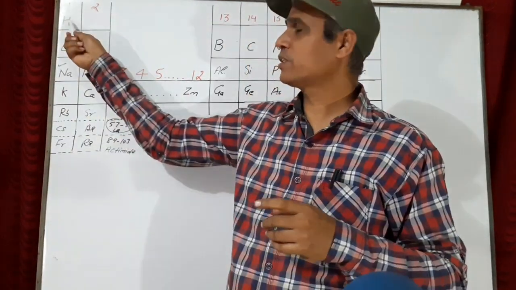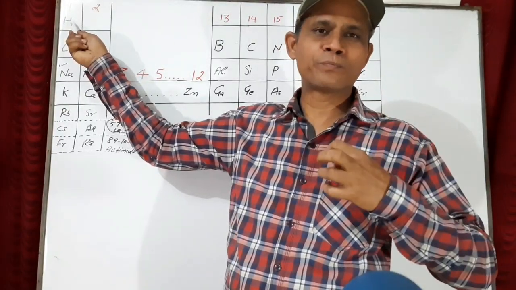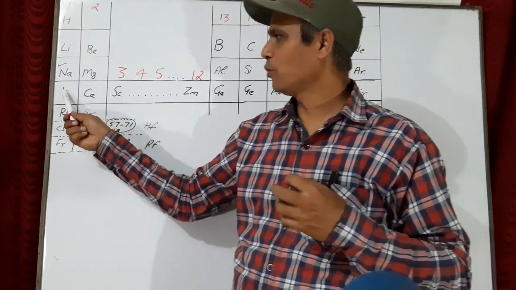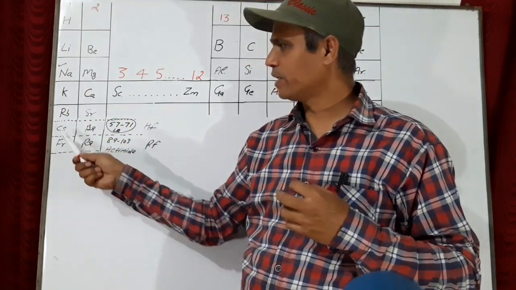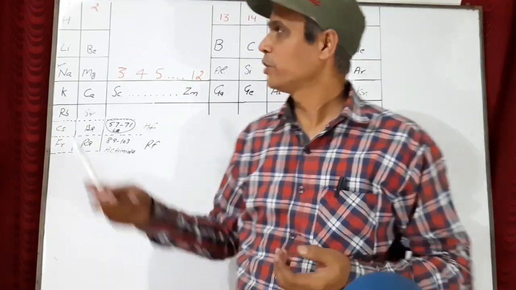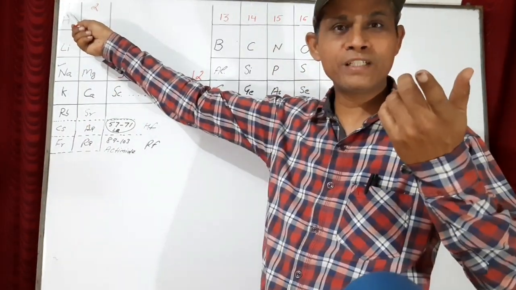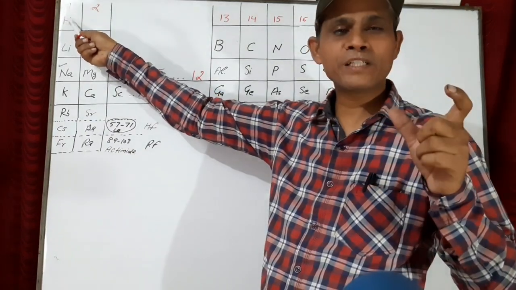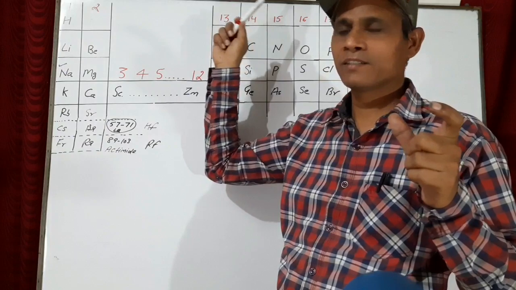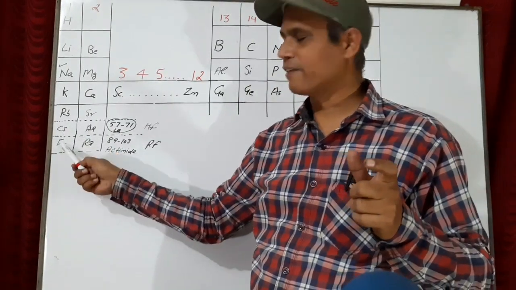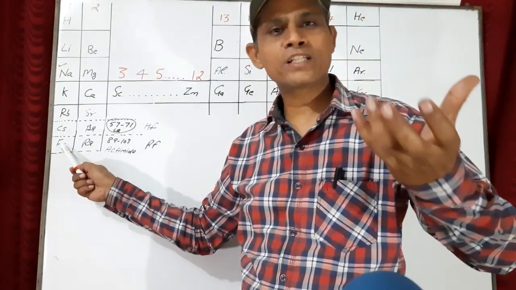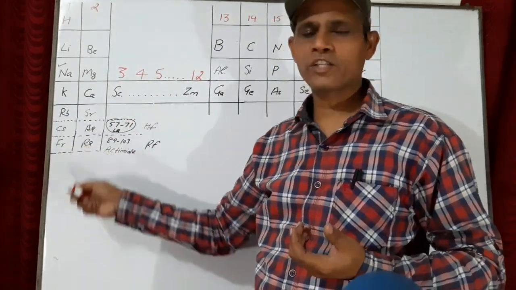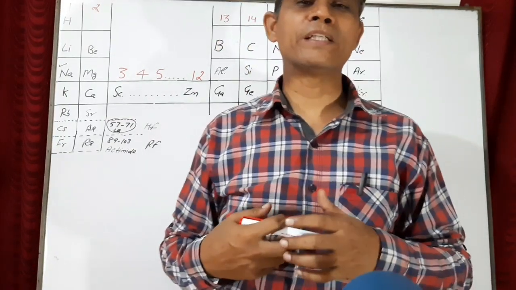So the first period is the shortest period. Then these 2 are short periods. Then comes the long period. Then the last 2 are the longest periods. Sorry, I was telling you group. This is period. The first period is the shortest, and the 6th and 7th periods are the longest periods.